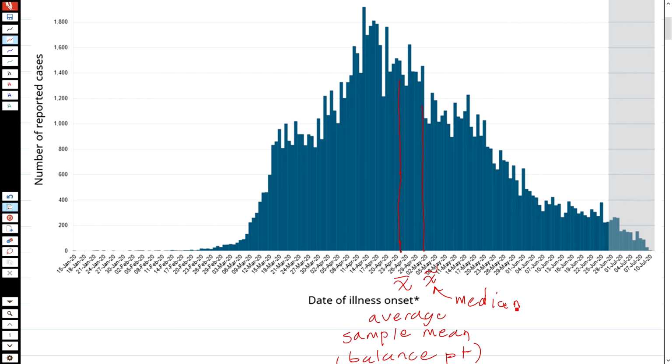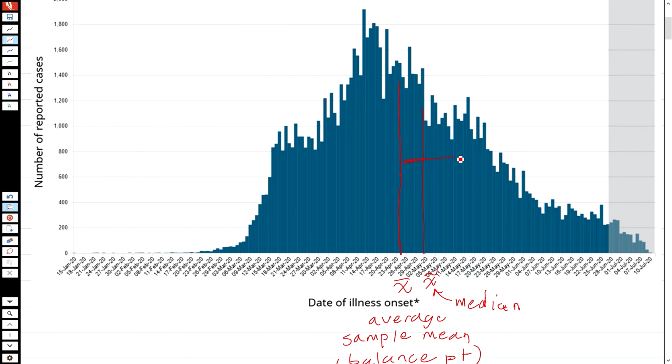We can also talk about measures of dispersion or variability. One of the common ones that we're going to talk about is the so-called standard deviation, or sample standard deviation, which will be S. This is a measure of how wide this distribution is, how widely scattered the observations are.